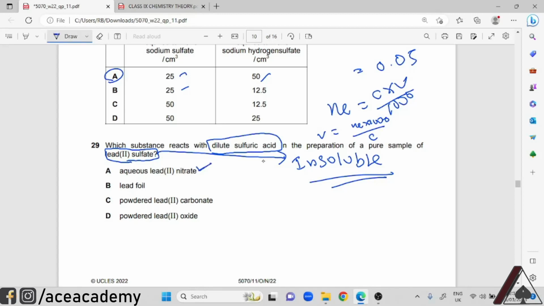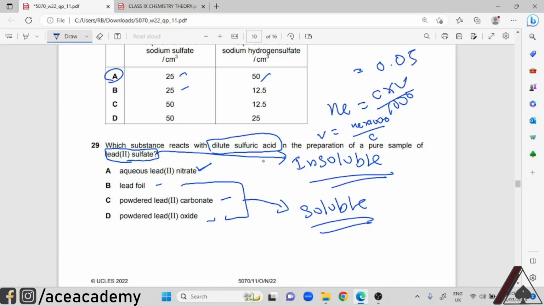lead 2 sulfate. And notice in option B, option C and option D, we are using these options when we are making a salt that is soluble, right? All of these options are used when we are making soluble salts. Like for example, lead foil is generally never used because we know that lead is less reactive than hydrogen. As a result, lead cannot displace hydrogen from its solution.